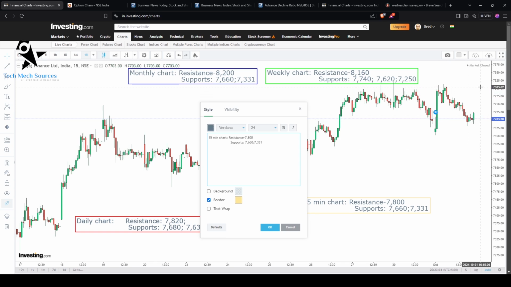This is 7,800, going down and down and down, as you can see here. This is 7,780 as the next support. Any other support? Yes, we have an immediate support, 7,770. Going down and down. Any other support? Yes, 7,740.